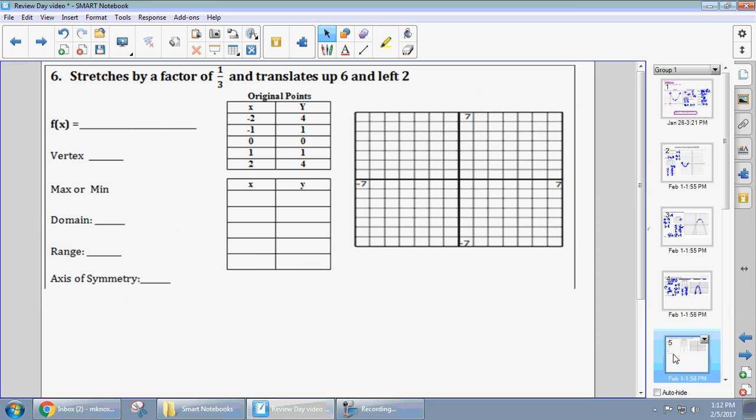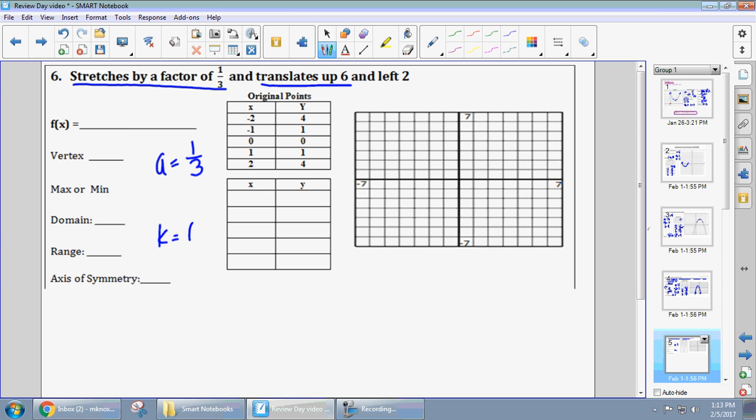Okay, let's do number 6 together also. It says that I stretch by a factor of 1/3. So my A is going to equal 1/3. And then I translate up 6. So my K is 6 and left 2. So my H is -2. Our vertex is (H, K), so -2, 6.